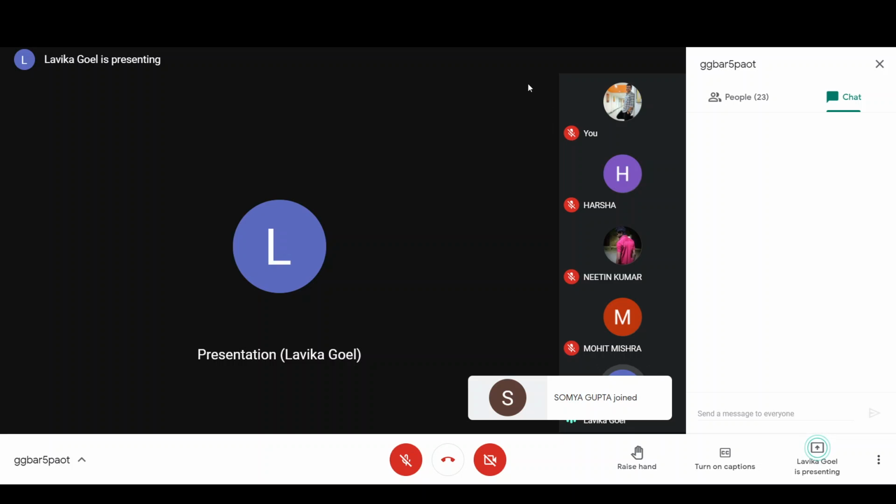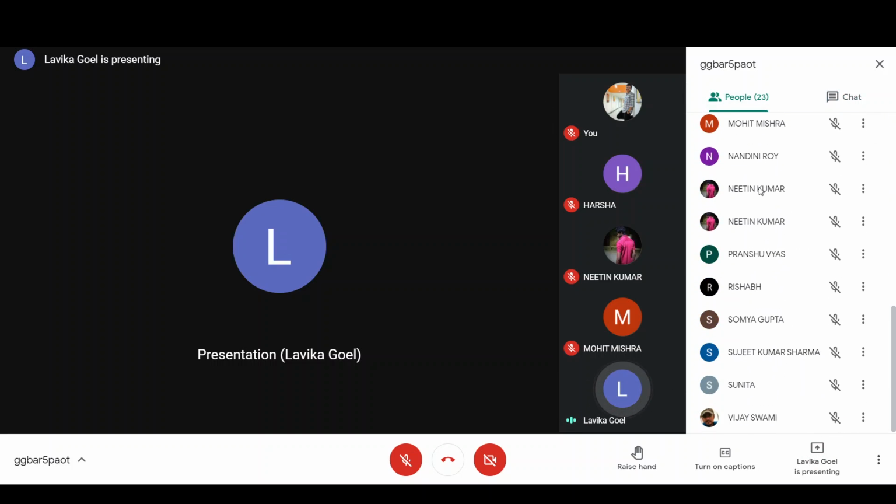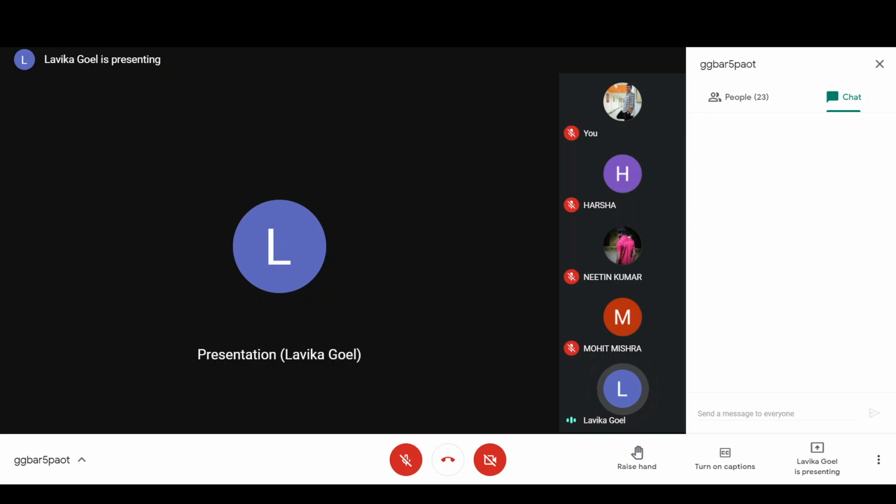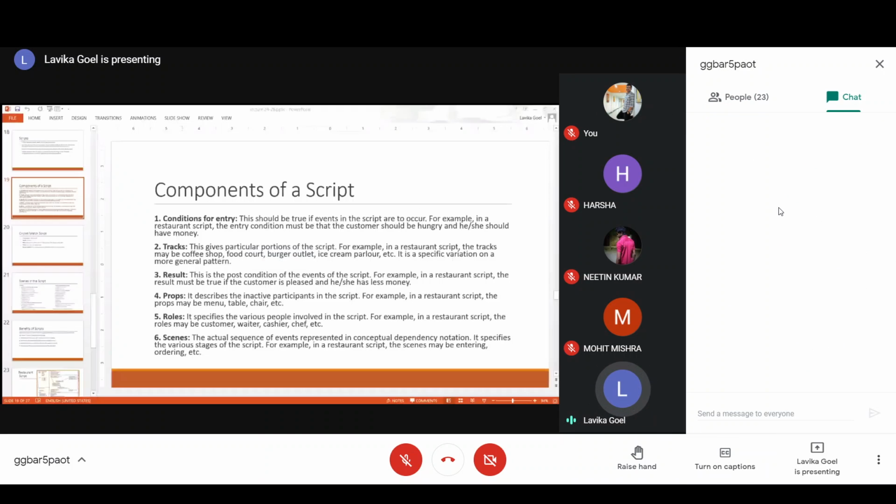If you want to execute a particular script, you should be satisfying certain conditions in order to activate that script. For example, if you have a restaurant script, the preconditions for activating that restaurant script would be that the customer is hungry and he is having some money, right? So these two are the conditions for entering into a restaurant. So these are the entry conditions for activating the restaurant script.